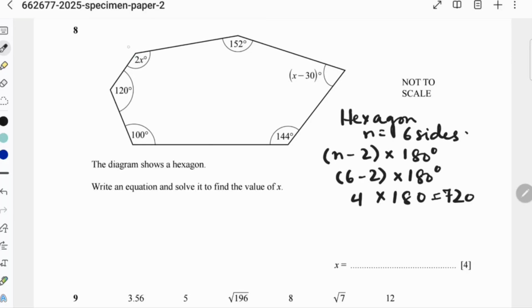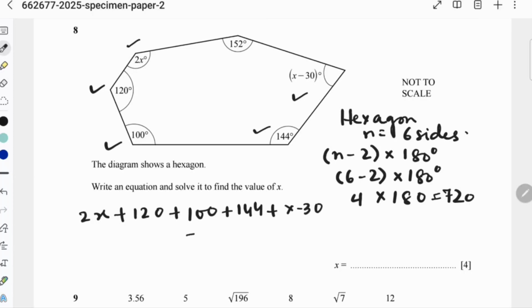So we are having 2x plus 120 plus 100 plus 144 plus x minus 30 plus 152 is equal to 720. Add all of the numbers and find your answer. Now x, how many x do we have? 2x and x will become 3x. And add and subtract all the numbers.